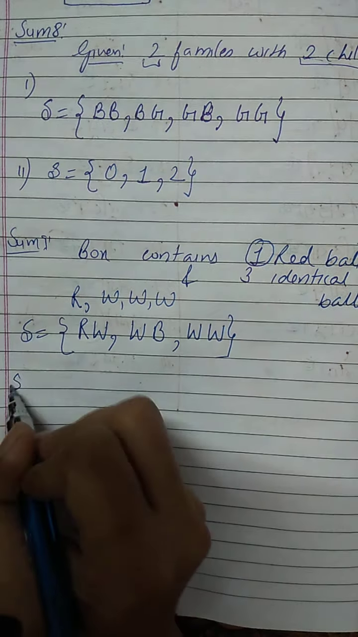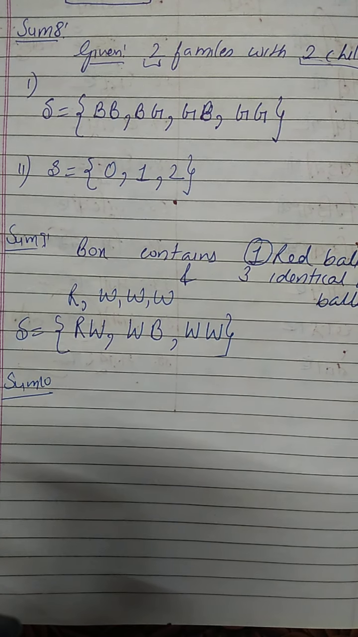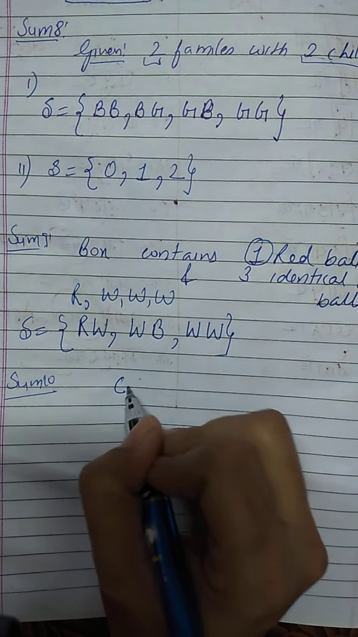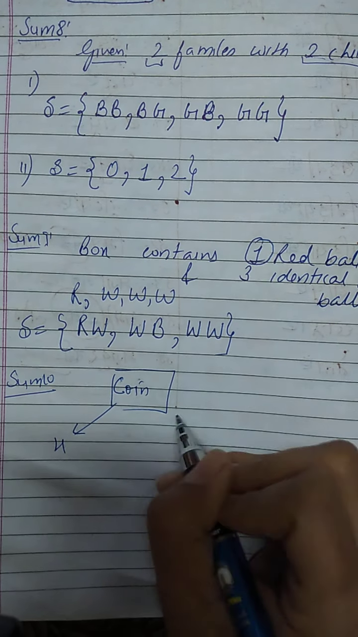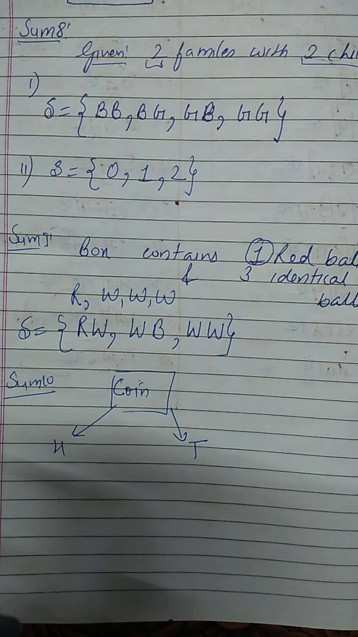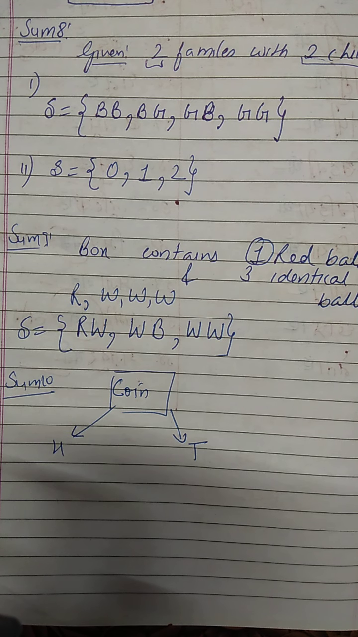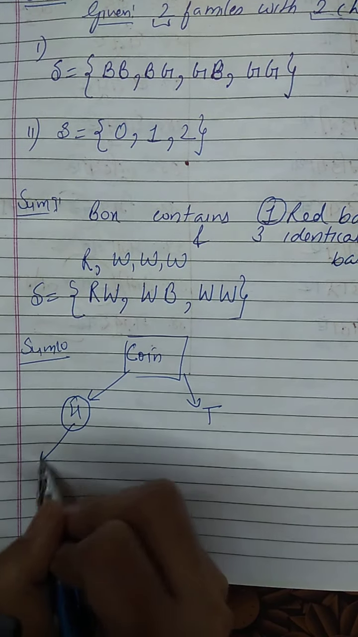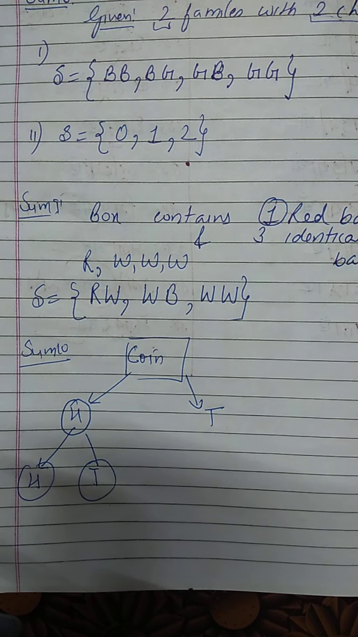Now in sum number 10, what is happening? First of all, a coin is tossed. When the coin is tossed, we know either head will come or tail will come. Now the statement says we are throwing it a second time if head occurs. Whenever head is coming, we are again tossing the coin. Again head will come or tail will come.